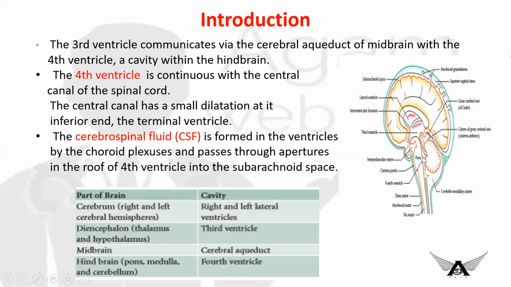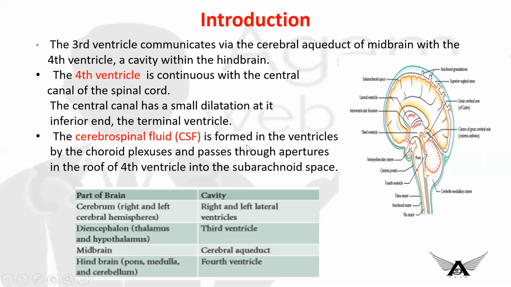See, this one is the fourth ventricle, which is a cavity in the hindbrain. This one is the third ventricle in the diencephalon. The fourth ventricle is continuous with the central canal of spinal cord. The central canal extends till the conus medullaris. We will study more about the spinal cord and the central canal in the chapter on spinal cord.